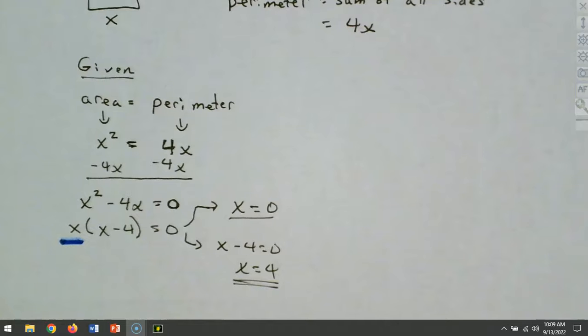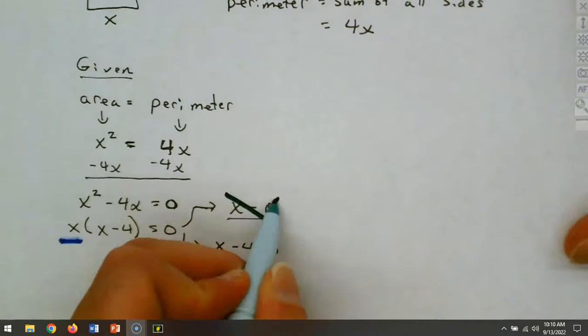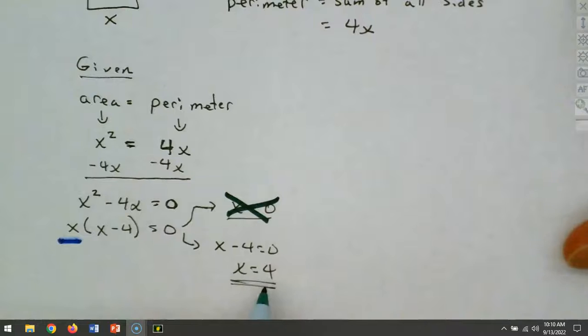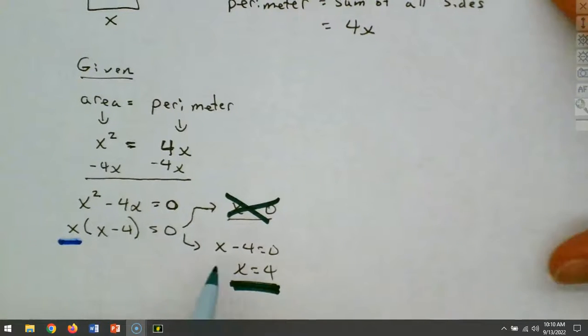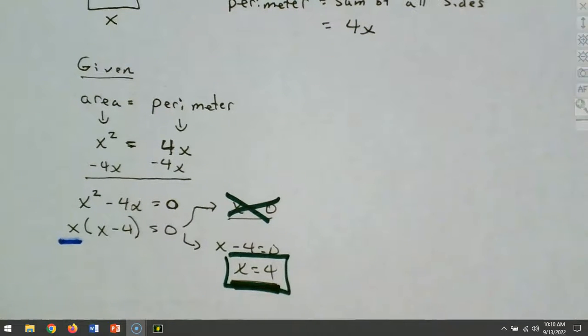0. Okay, why is 0 not going to be an answer? Well, can you have a square with a length or width of 0? No. So 0 is not going to work for us. So that one's gone. So what's our answer going to be? 4. Now, there's no units. So our answer is just going to be x equals 4. We don't have any units of measure. So that's going to be your solution.